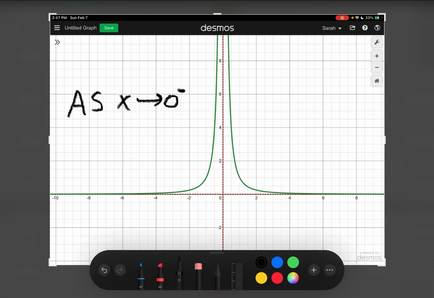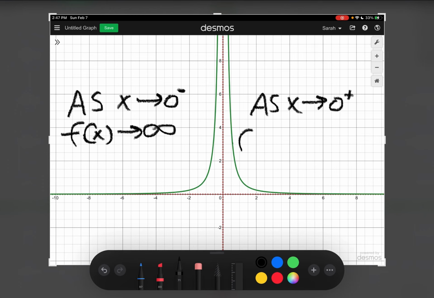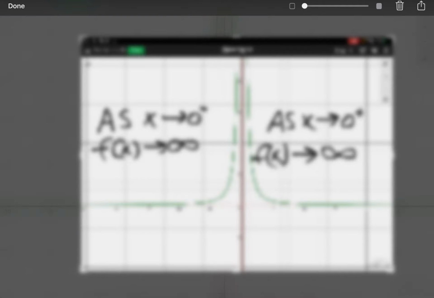As x approaches 0 from the left, f of x is approaching, you guessed it, infinity. And as x approaches 0 from the right, f of x is approaching, you guessed it, infinity. And that's what we have happening here with the reciprocal squared function.